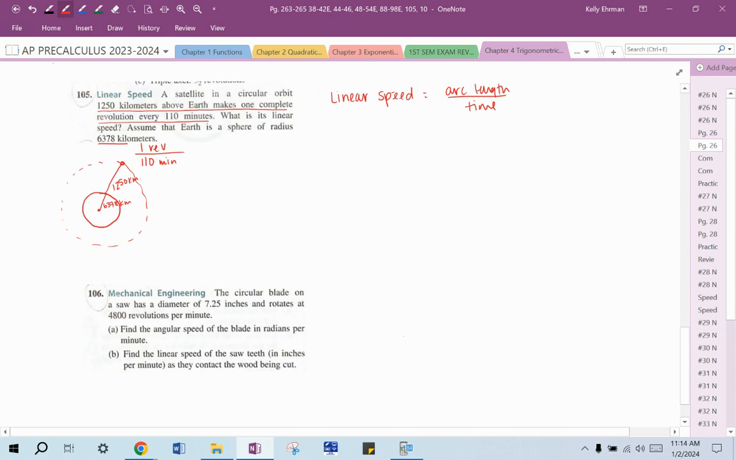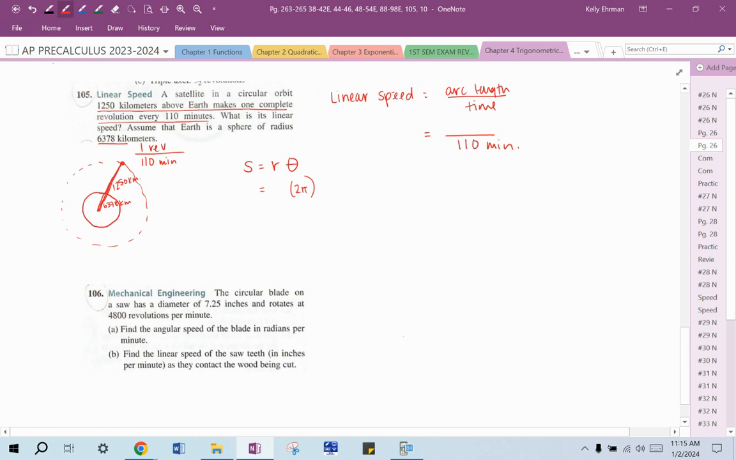Okay, so what are we trying to figure out? Well, what we're really trying to figure out, because arc length is depending on from the center out here, is the arc length that this traveled in 110 minutes? If I could figure that out, then I'll be good. I'll have the speed, right? What is the arc length? Well, remember, arc length is radius times theta. We're talking about one full revolution, so I know theta is 2 pi. What about r? Well, the radius is this whole thing.